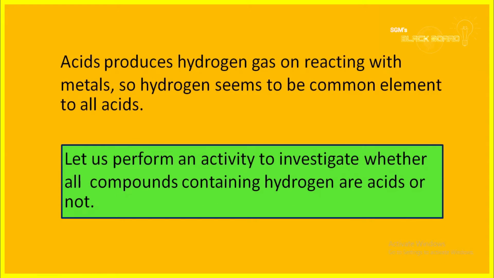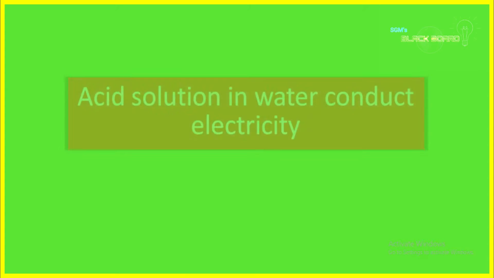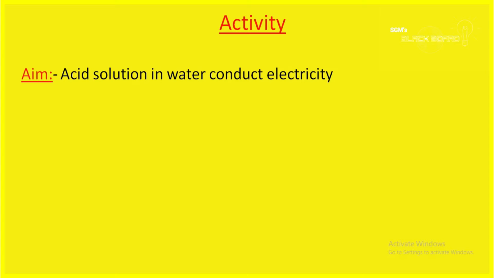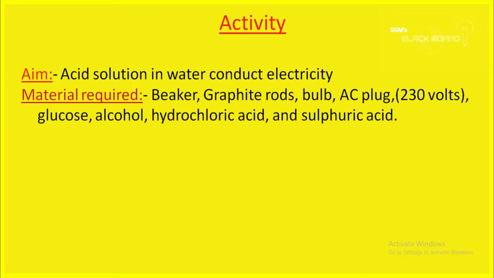Now let us perform an activity to investigate whether all compounds containing hydrogen are acids or not. Acid solution in water conducts electricity. First of all, let us discuss this activity. The aim of the activity is to show that acid solution in water conducts electricity. Materials required: beakers, graphite rods, bulb, AC plug, glucose, alcohol, hydrochloric acid and sulfuric acid.